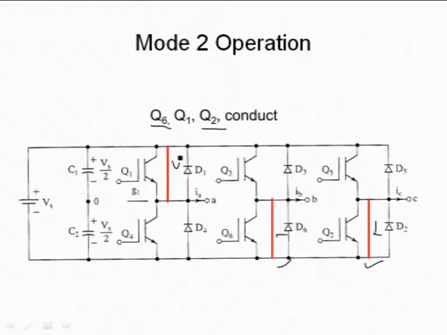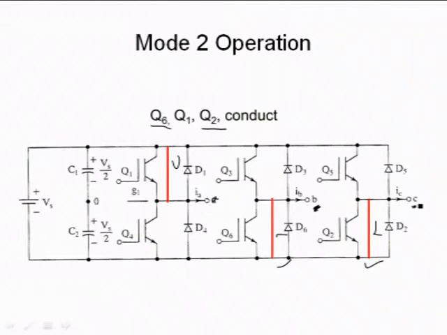Since Q1 is conducting, it is replaced by a short, this switch is closed. Now Q6 and Q2 are 2 from the lower group, 1 from the upper group. Which is connected to positive Vs? Only one, phase A, which is connected to the positive of the supply. Phases B and C are connected to the negative of the power supply.